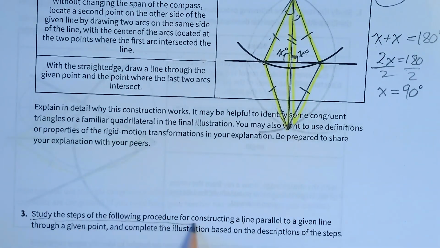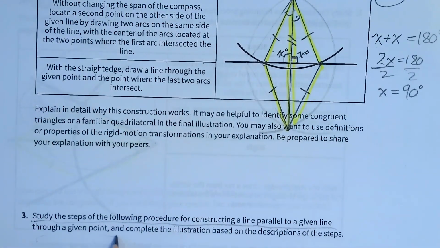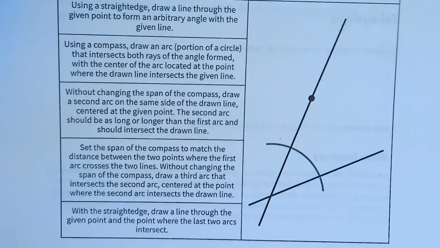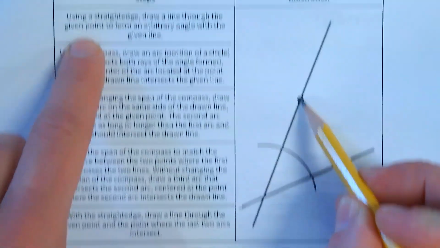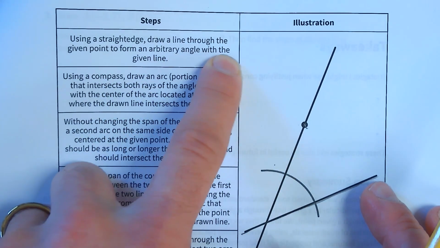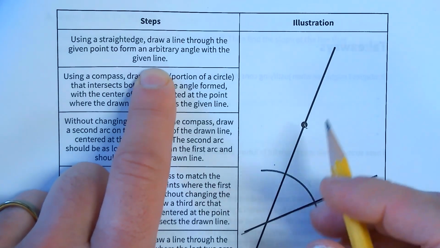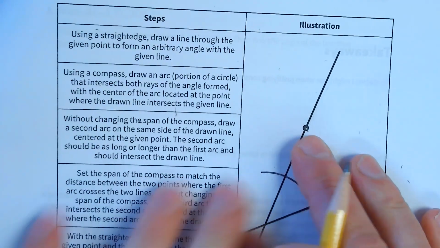Study the steps of the following procedure for constructing a line parallel to a given line. So we're going to do through a given point and complete the illustration based on the description of the steps. Okay, so this starts with just this line and this dot. Then, using a straight edge, draw a line through the given point to form an arbitrary angle with the given line. An arbitrary angle just means some random angle. Doesn't matter what the angle is. So they just chose one and drew it. Because no matter what the angle is, when you copy it, you will create a parallel line.